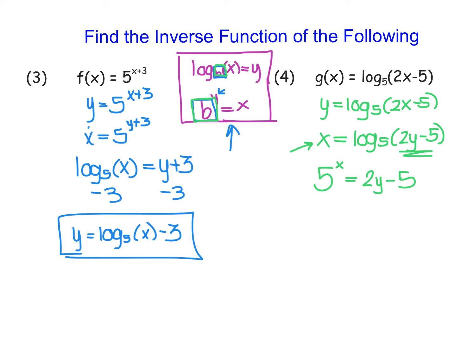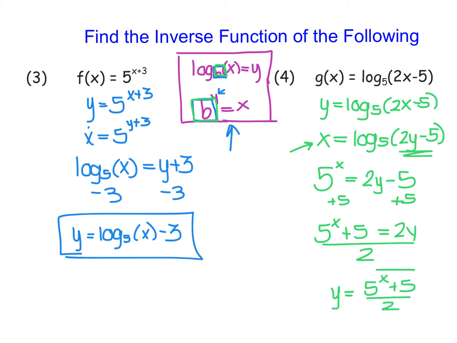Then from here, I simply need to rewrite this so y is alone. So I'm going to add 5 to each side. 5 to the power of x and 5 do not combine because the first 5 has that power of x attached to it. So now I divide by 2, and I end up with the function y equals 5 to the power of x plus 5, all divided by 2.